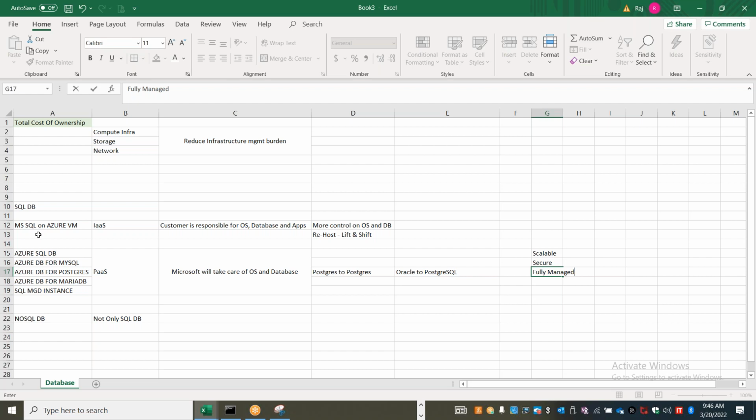But before getting into that level of discussion, I just want to highlight a few more things on the total cost of ownership. One second.